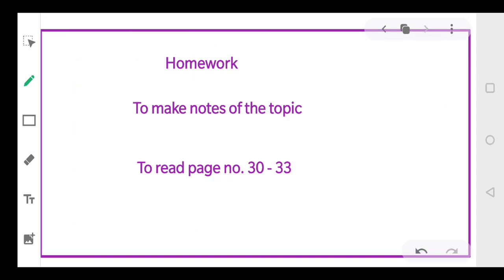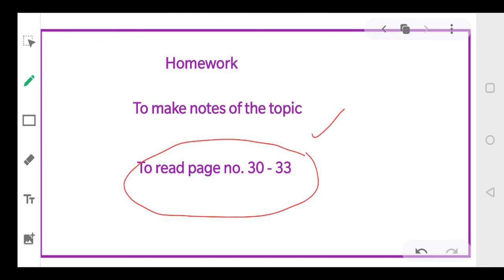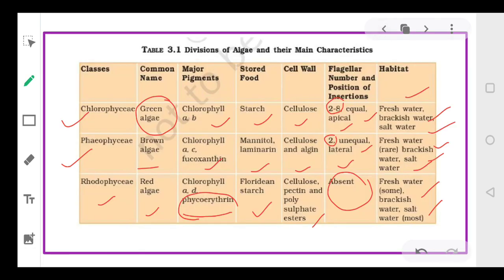So coming to your homework for today. First of all, you will make notes of this topic and you will read page numbers 32 and 33. Go through these page numbers, highlight the important points, read them very carefully, and if there is any doubt, dear students, you can call me or contact me on my personal number. And dear students, this table is the most important and it is the easiest way to remember all the 3 different types. So do learn this table. This is very, very important.